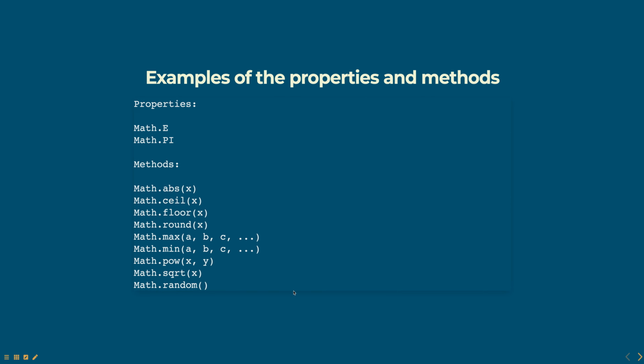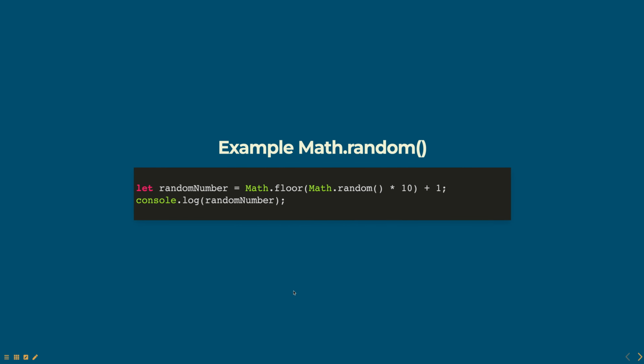For example, here is how you could use the Math.random method to generate a random number between 1 and 10.